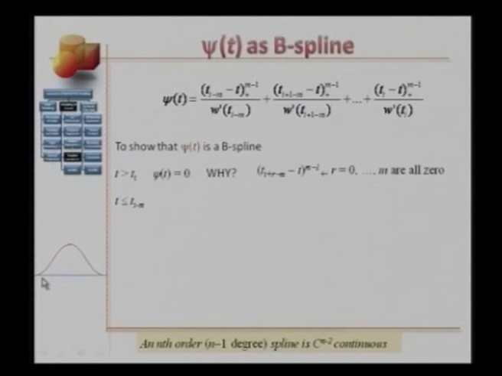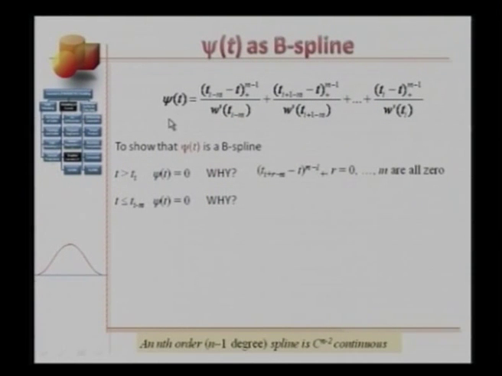How about for the region on the left? That is, how about for t smaller than or equal to ti minus m? Psi of t will again be 0. And why is that? This would be a little difficult for us to understand in the first instance, but maybe we will be able to digest this as we move on.